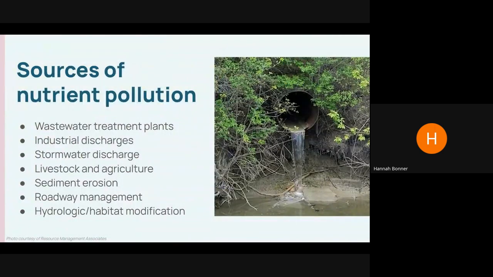Nutrient pollution especially is oftentimes related to human activities. Some common sources are listed here. So everything from the water that holds our sewage and gets discharged into water bodies, to runoff from our cities and towns and industrial areas, to livestock and agriculture, to just the way we manage erosion, roadways, and habitats around water bodies. All of these can introduce that nitrogen and phosphorus, which feeds blooms.